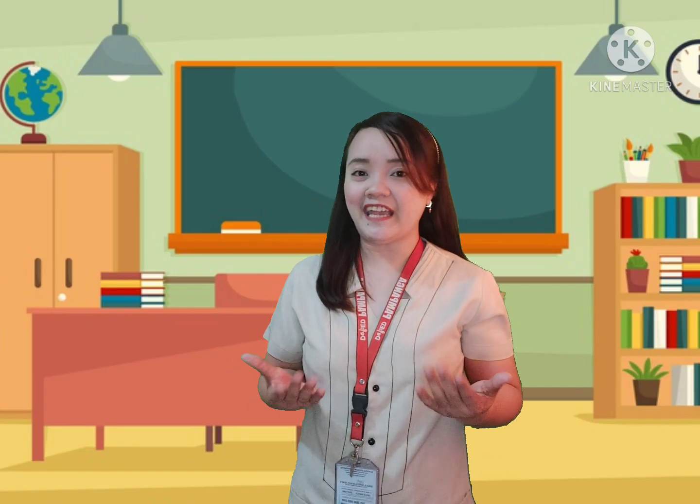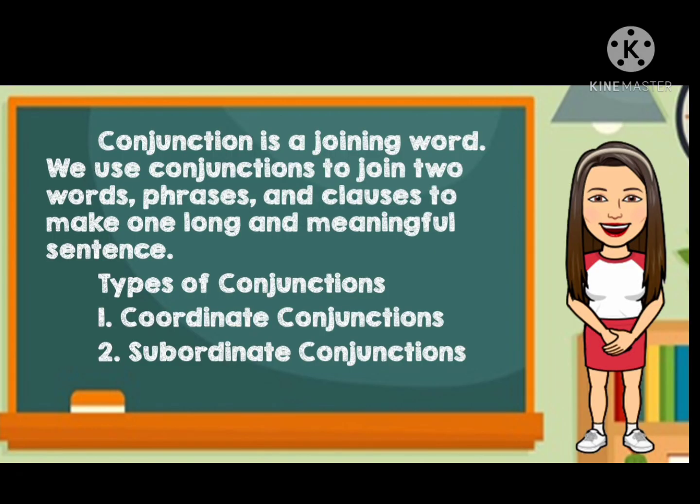Did you get all the answers correct? Excellent! Conjunction is a joining word. We use conjunctions to join two words, phrases, and clauses to make one long and meaningful sentence. The two types of conjunctions are coordinate conjunctions and subordinate conjunctions.